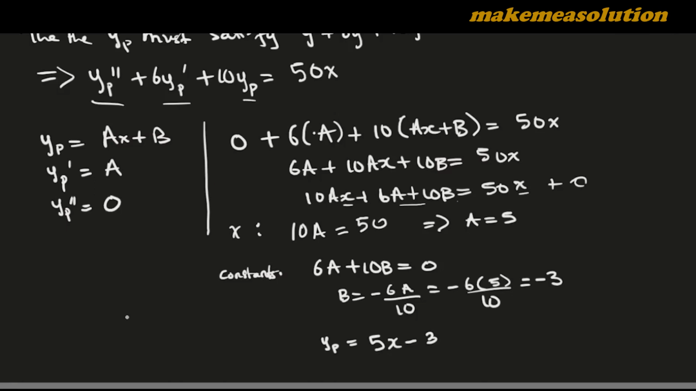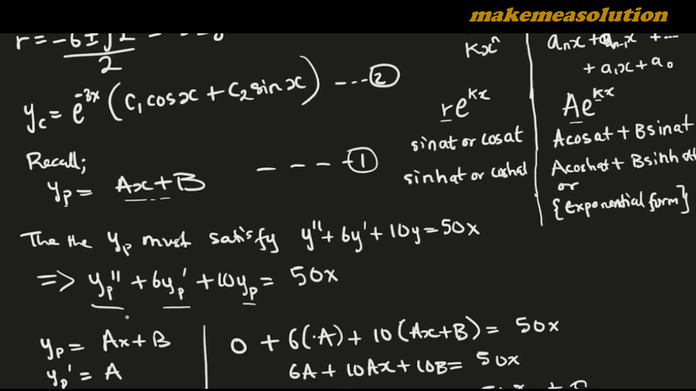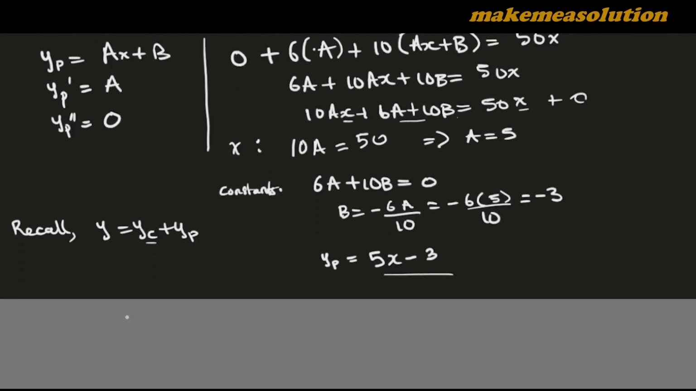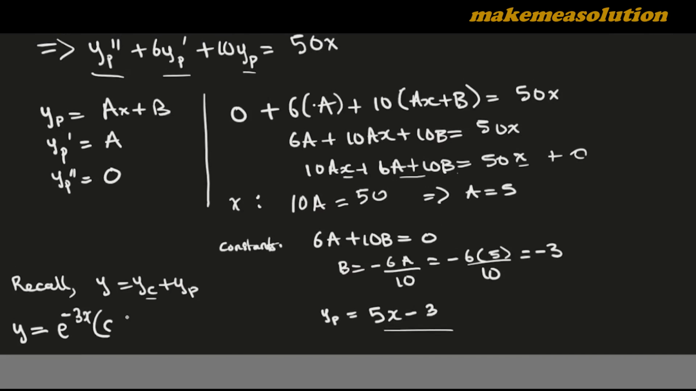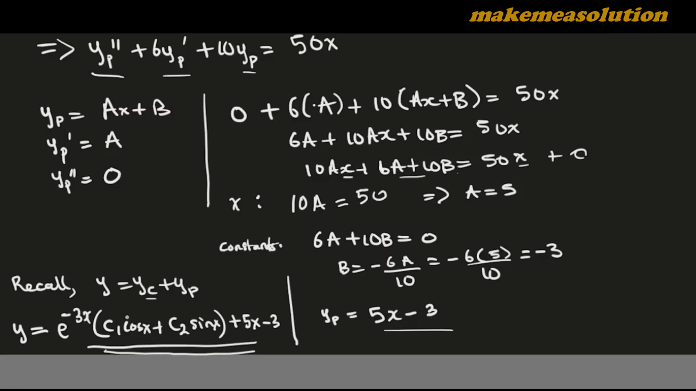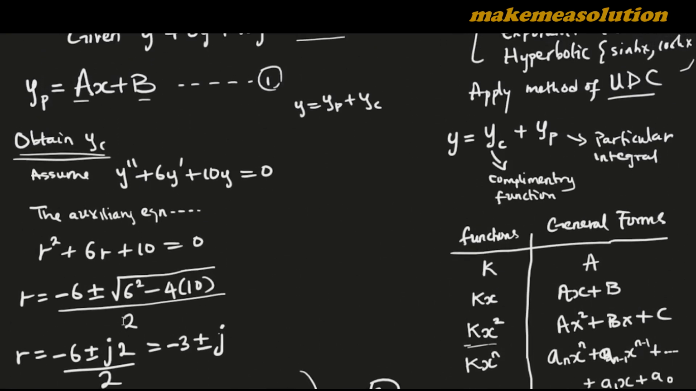Now that you've gotten yp as 5x minus 3, you have to recall that y is equal to yc plus yp, and we already know what our yc is. We got yc over here, then our yp is gotten over here. So our y is now going to be, our yc is exponential negative 3x times c1 cos x plus c2 sin x, then plus yp, which is plus 5x minus 3. So this is your solution for this particular non-homogeneous differential equation given to us above. So that is the solution.